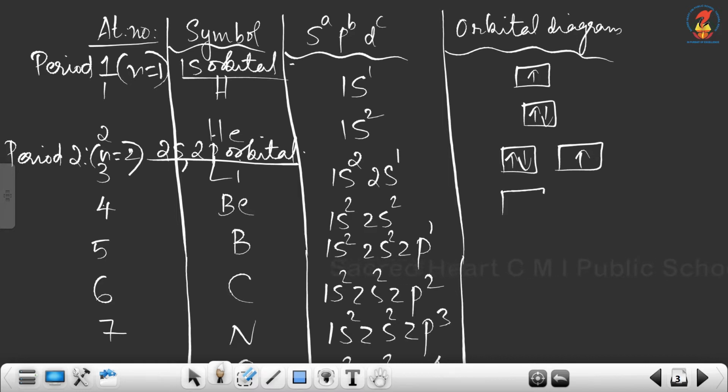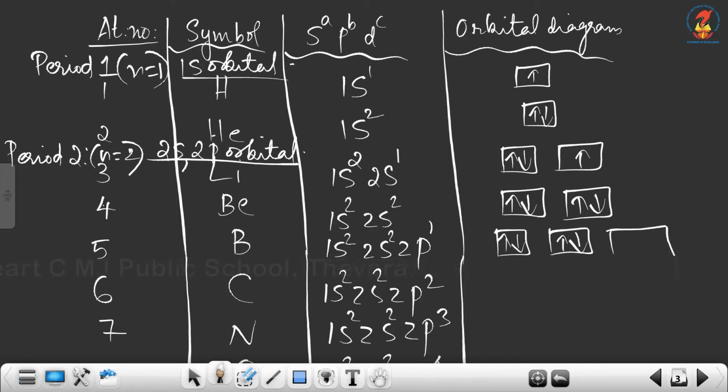Then next is 1s2, 2s2. So 1s2, 2s2. Now we have boron, 1s2, 2s2 and 2p1. Now always after drawing the diagram we should name the orbital. So this is 1s, 2s, 2p.